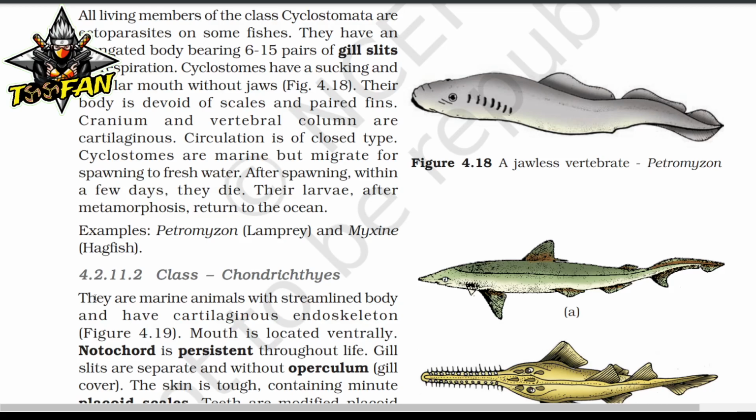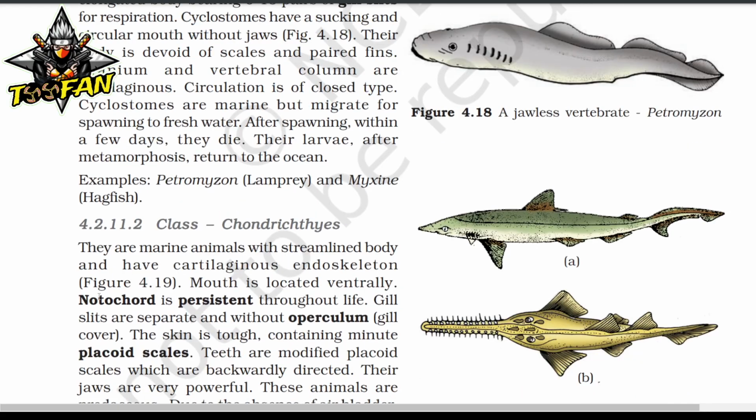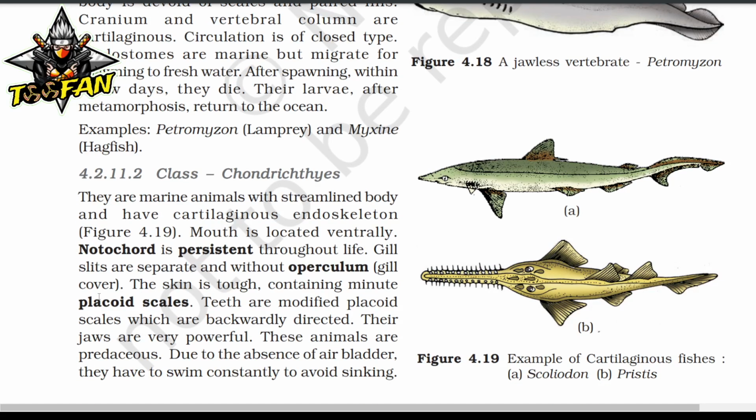They are marine animals with streamlined body and have a cartilaginous endoskeleton. Mouth is located ventrally. Notochord is persistent throughout life. Gill slits are separate and without operculum gill cover. The skin is tough, containing minute placoid scales. Teeth are modified placoid scales which are backwardly directed. Their jaws are very powerful.